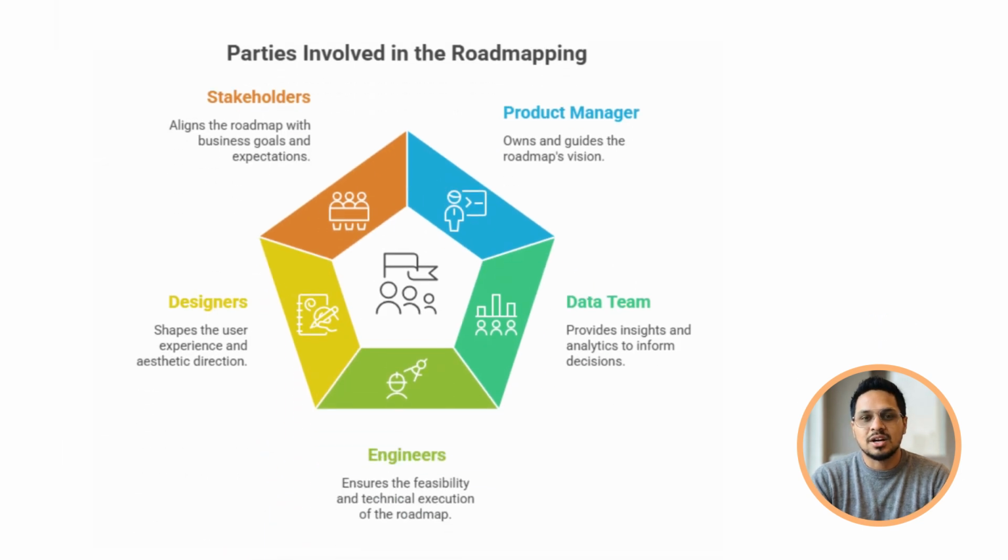Now, let's talk about who is or must be involved in the road mapping. Number 1 is the product manager, as he owns the roadmap. Number 2 is the data team, as they are responsible for the insights. Number 3 are the engineers for feasibility. Number 4 are the designers for the UX direction. And number 5 are the stakeholders for alignment. This is always a collaborative effort for the betterment, not a one-man show.